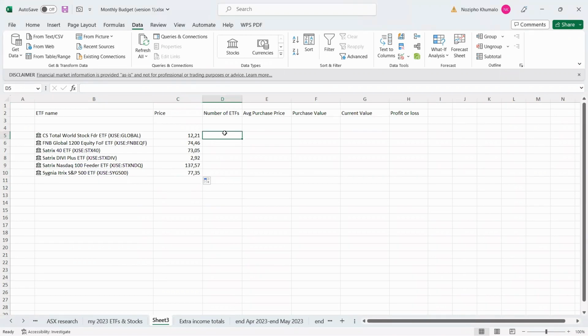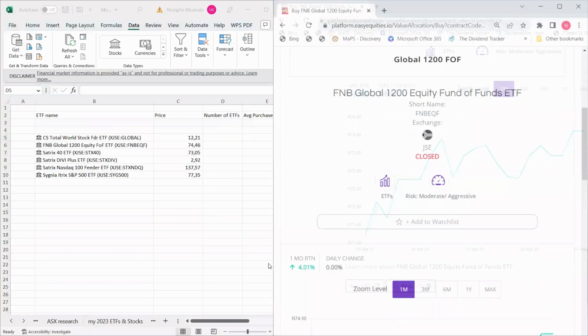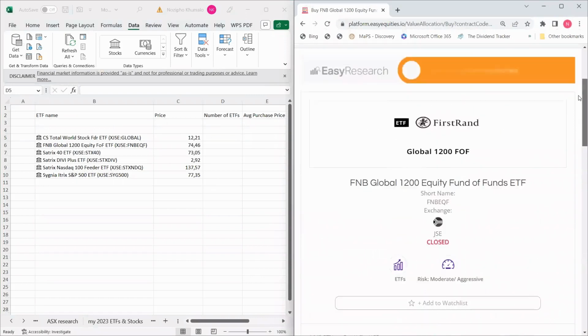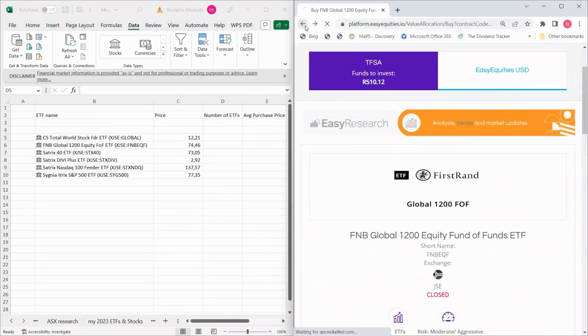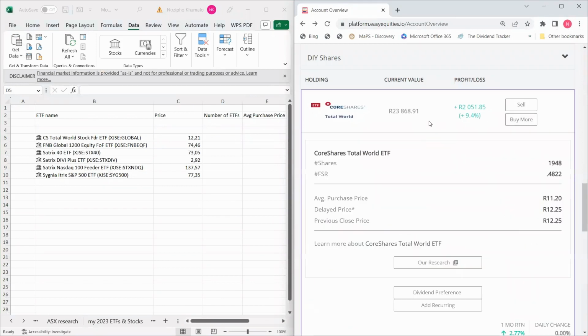So I'm going to use EasyEquities to feed this information into the Excel spreadsheet, including the rest of the data. But now I'm going to put it side by side for visibility so that you can see what I'm doing as well. So just push this to the side and also push this to the side as well. So hopefully you won't get confused. I'm just trying to make life easy for myself. So here we go. So click here. On Core Shares Total World, here are the number of shares.